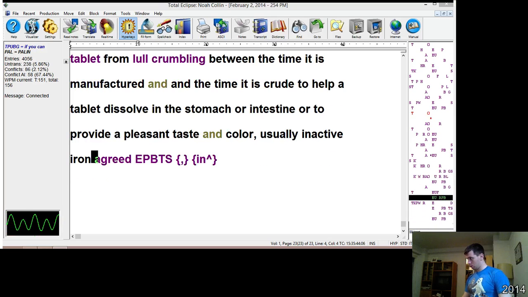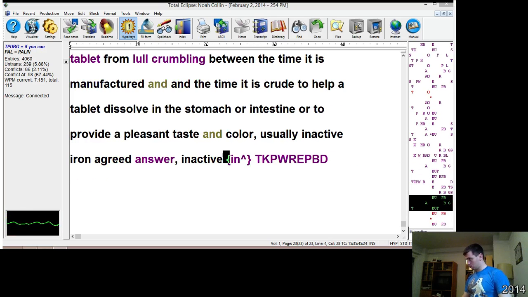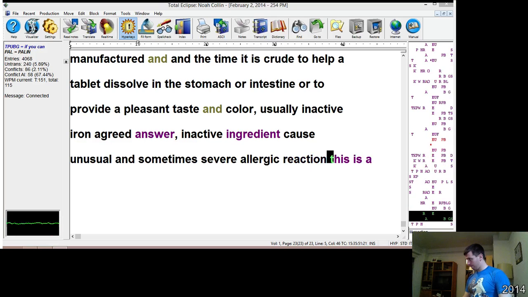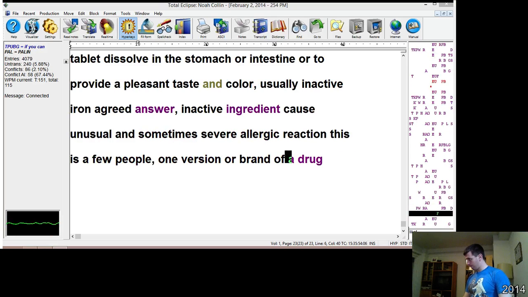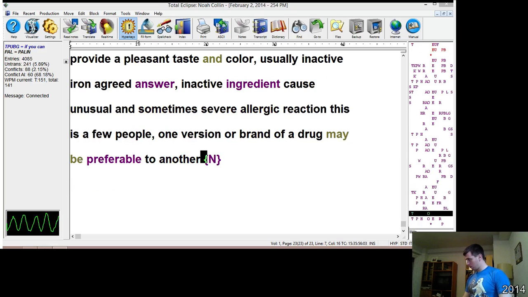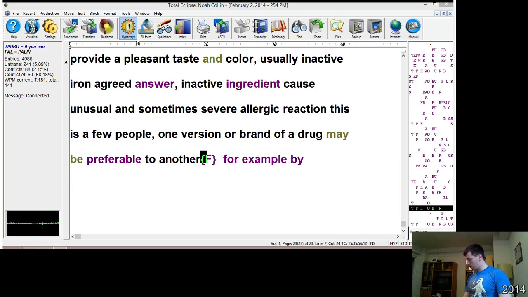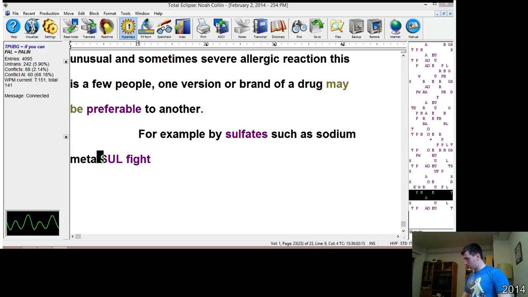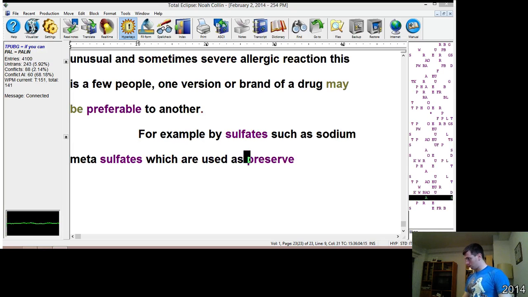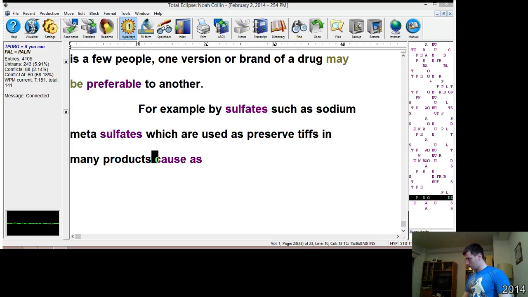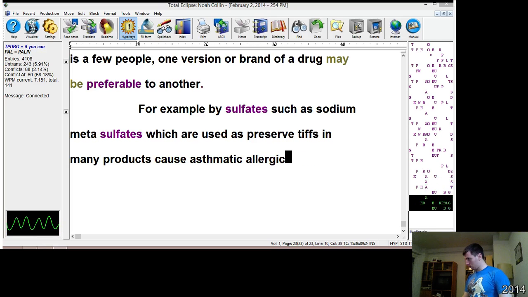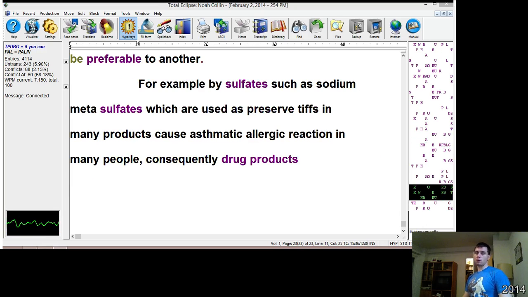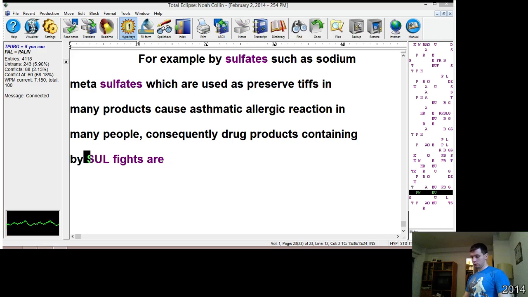Inactive ingredients can cause unusual and sometimes severe allergic reactions in a few people. One version or brand of a drug may be preferable to another. For example, bisulfites such as sodium metasulfite, which are used as preservatives in many products, cause asthmatic allergic reactions in many people. Consequently, drug products containing bisulfites are now prominently labeled as such.